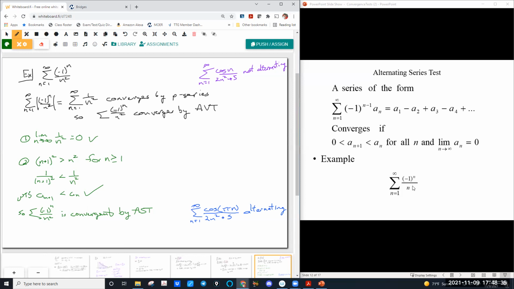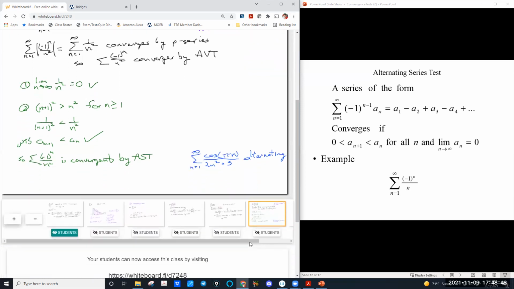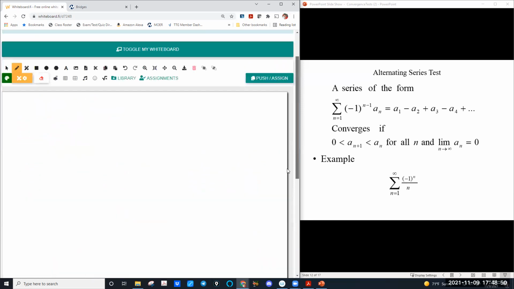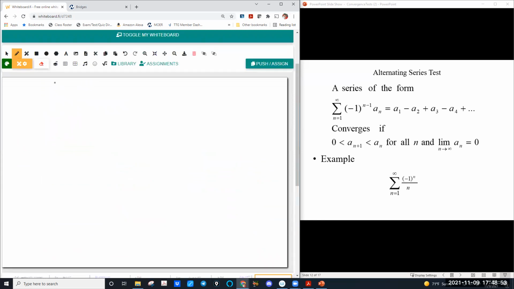I'm going to do one more time with the alternating series test because I want to show you something. We're going to do this guy. Slight difference, I've dropped the square, but it's going to make a big difference for what we're looking at. All right. So, new example. This is also an alternating series, again recognizable by that little piece up there. Okay, so we got an alternating series.